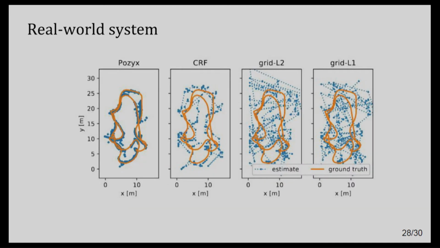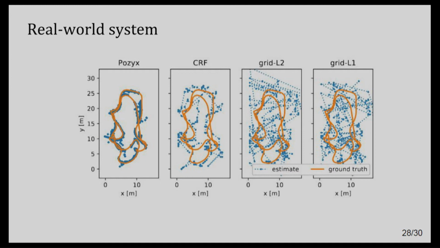And just a few results. So here, this is a system that is not smartphone compatible. It uses ultra-wideband anchors, which are designed for indoor localization. So they're extremely accurate. You can see in orange the ground truth, and in blue their estimate. And then this one is our solution.